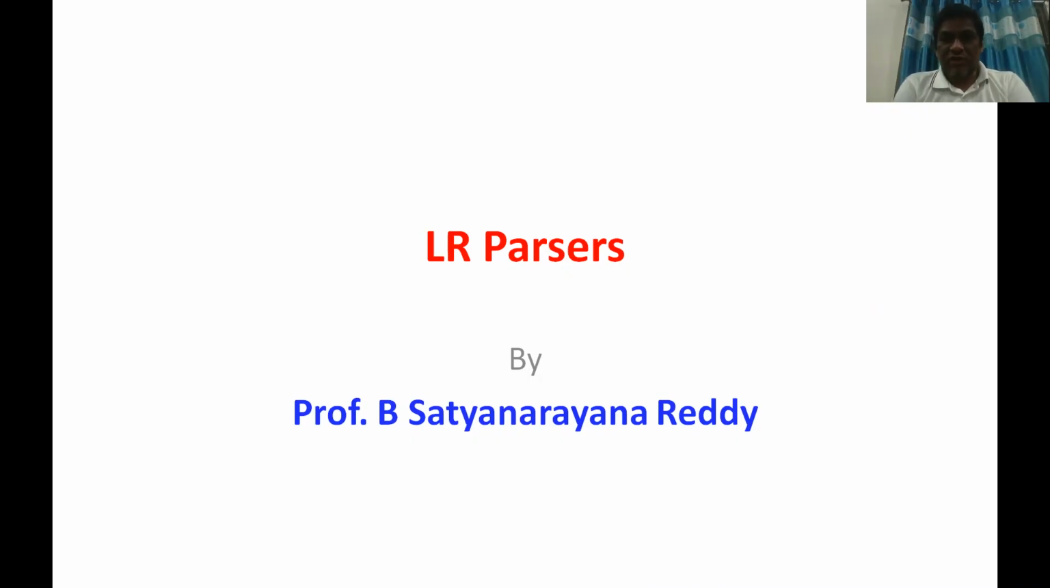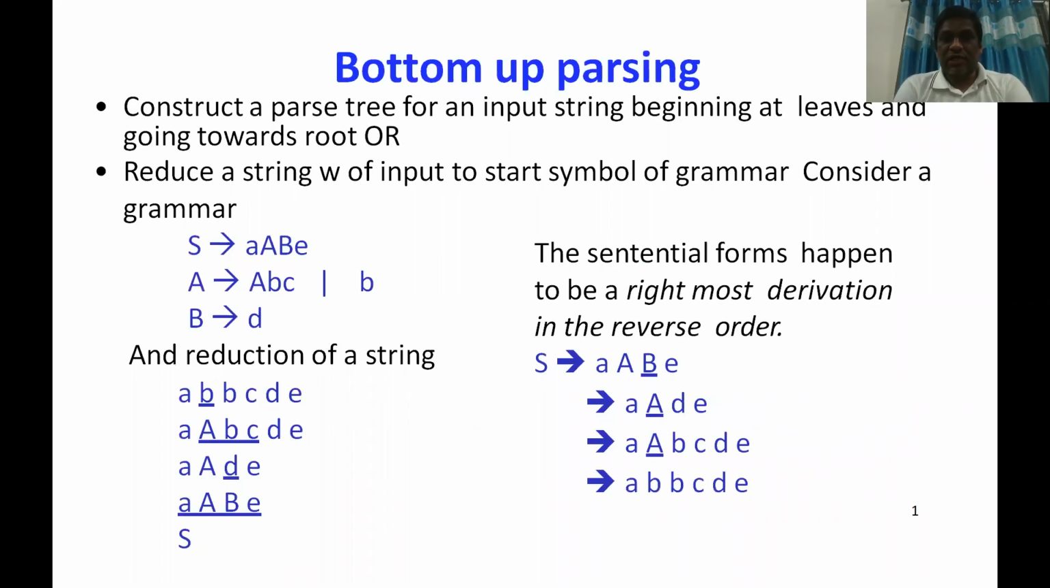In our previous class, we discussed top-down parsers. Today, we will discuss bottom-up parsers. If you recollect the definition of bottom-up parsing, a bottom-up parser constructs a parse tree for an input string, beginning at the leaves and going towards the root. Leaves means we begin with the string and then we derive the start symbol of the grammar.